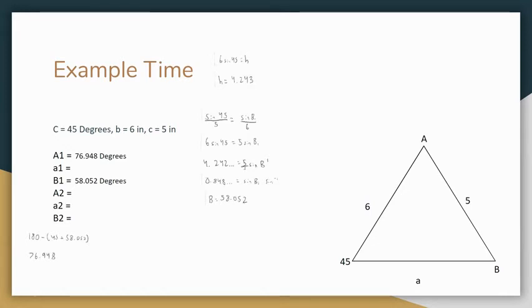With that information, we can now start solving for A, well, A1. So it's the same equation here. Sine 45 over 5 equals sine 76.948 over A1. Cross multiply, divide both sides by sine 45, and you get that A equals 6.888 inches. Now everybody, take a deep breath in and out.